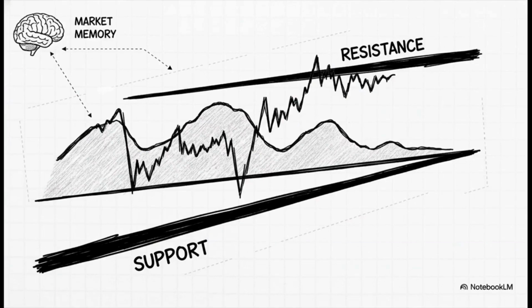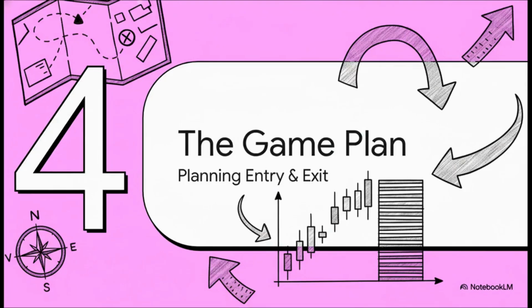And what's so crucial to understand is that these levels you just marked, they aren't just random lines on a screen. They are your roadmap for the day. They represent the most significant battlegrounds from the day before. You've got to remember, the market has a memory, and these are the places it's most likely to react to. So, we've got our map.